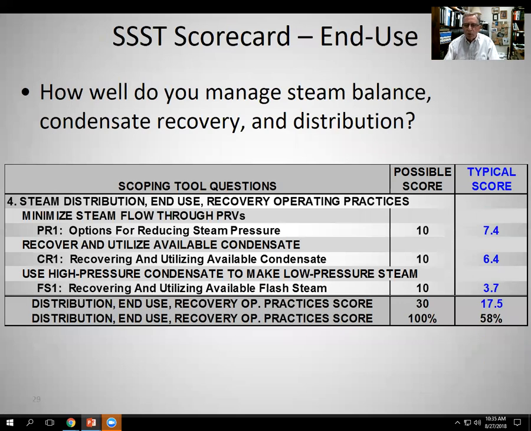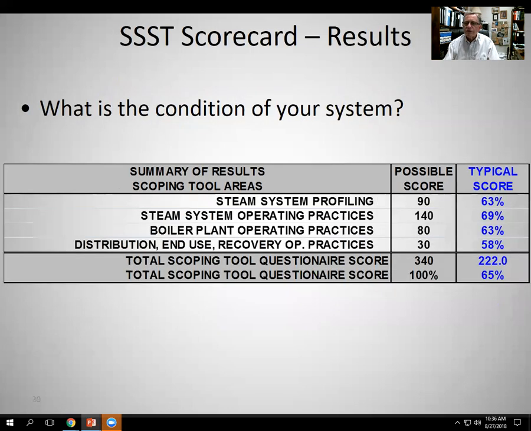Distribution. If we have turbines, we would like to minimize the flow through pressure reducing valves, because that steam that goes through the PRV, we didn't get power out of a turbine, so that can be important. Recover and utilize available condensate. Are we dumping condensate because of leaks in the system, or we just haven't installed all the piping? Are we recovering flash steam? All kinds of things.